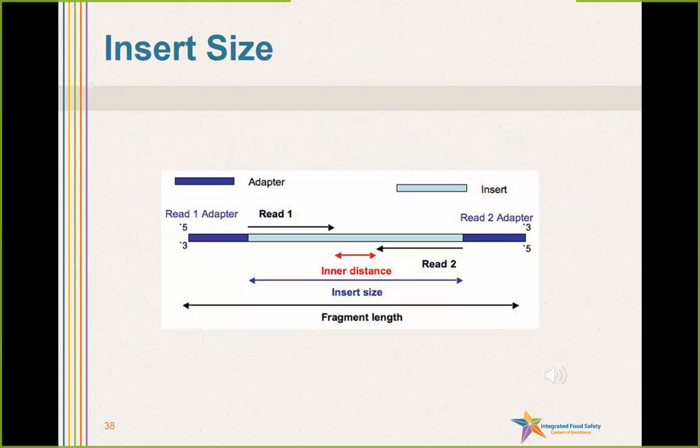Finally, the last quality control metric we're going to discuss is insert size. This image here is a great basic image to help show the insert size compared to the adapter regions on either end of the insert. So when you look at the total fragment for next-gen sequencing platforms, you have the total fragment length that includes the adapters and the inserts. Read 1 adapter, read 2 adapter, and then you have the insert size and you have the inner distance, or the distance between read 1 and 2.